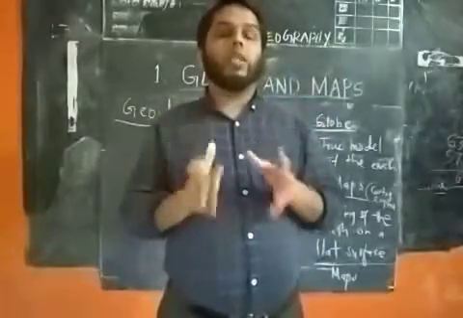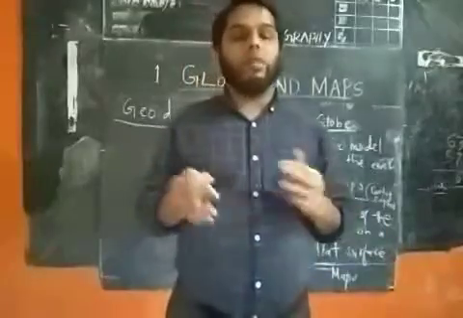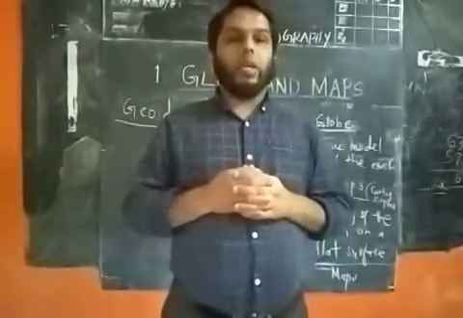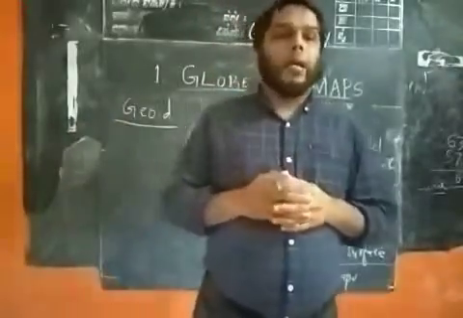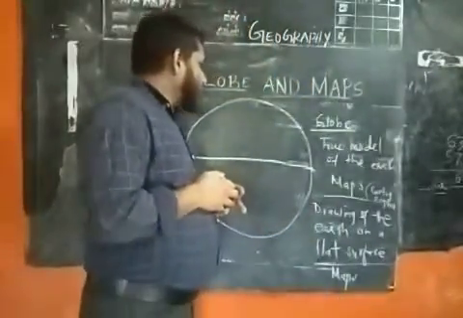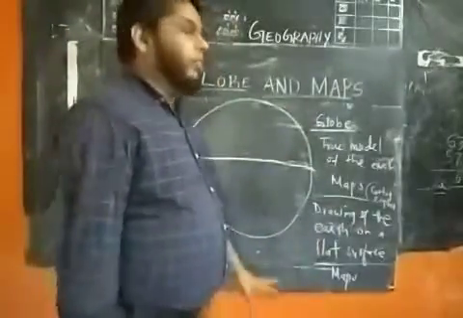This 24 hours we divide into 2 halves. One is daytime and one is night time. 12 hours daytime and 12 hours night time. And we know that the globe is the true model of the earth.